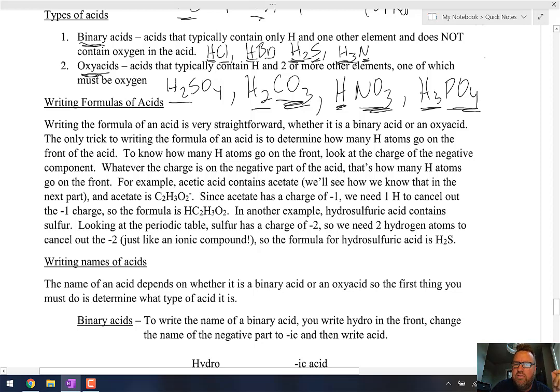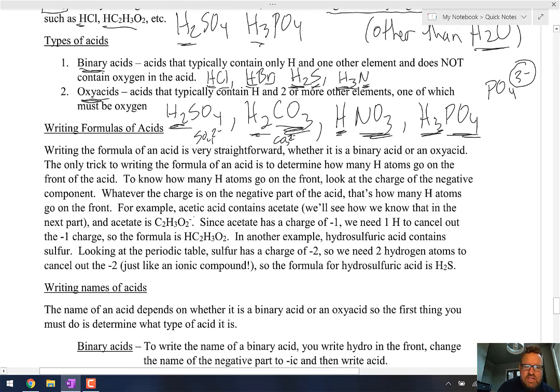For example, PO4 is phosphate, and that's PO4 3 minus, and that's earlier in the notes when we talked about polyatomic ions. So since it has a -3 charge, we need 3 hydrogens to cancel that out. For these two, sulfate is SO4 2 minus, and carbonate is CO3 2 minus. That's a 2 there, sorry. So since they both have a -2 charge, notice that we need 2 hydrogens to cancel out the -2.